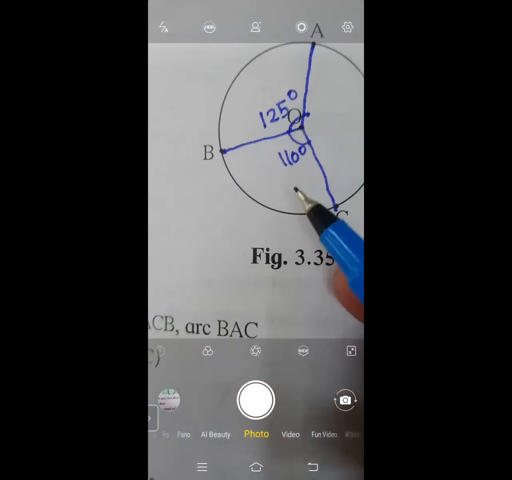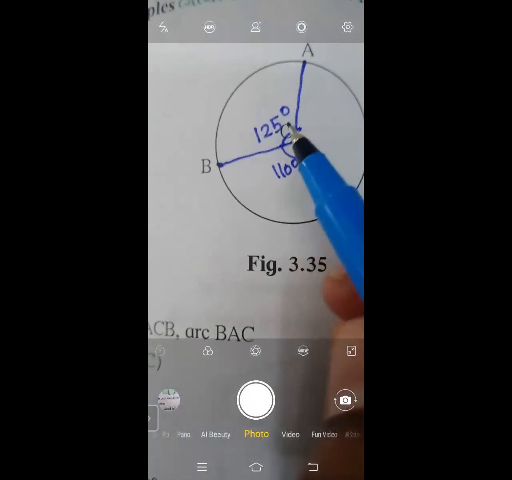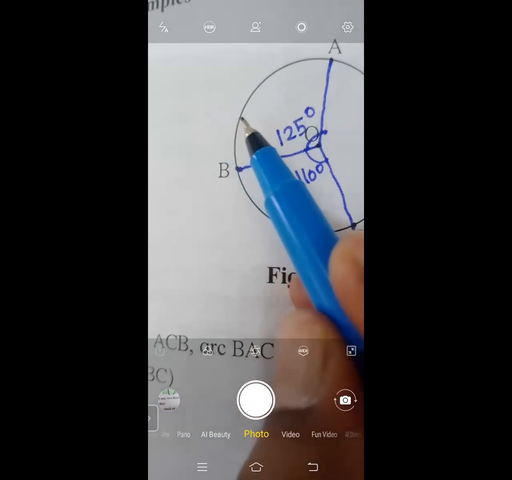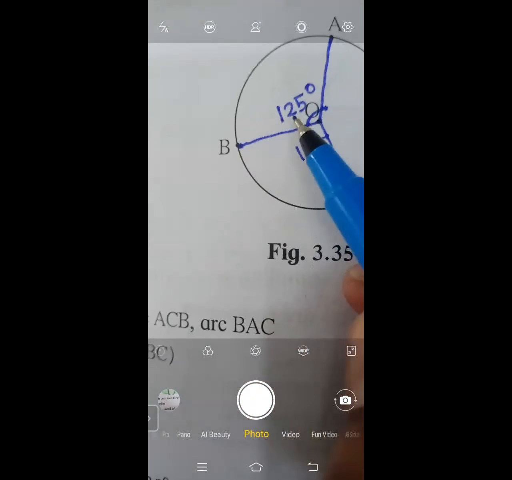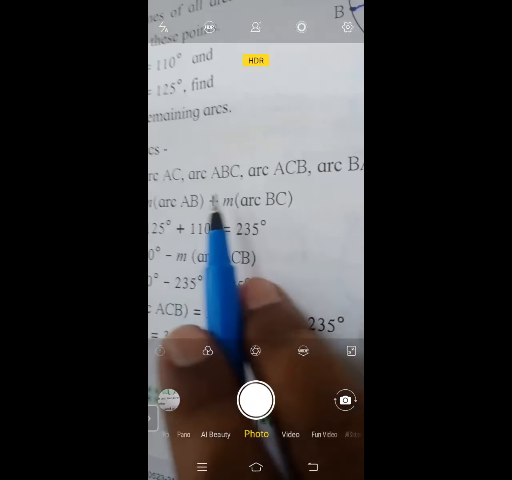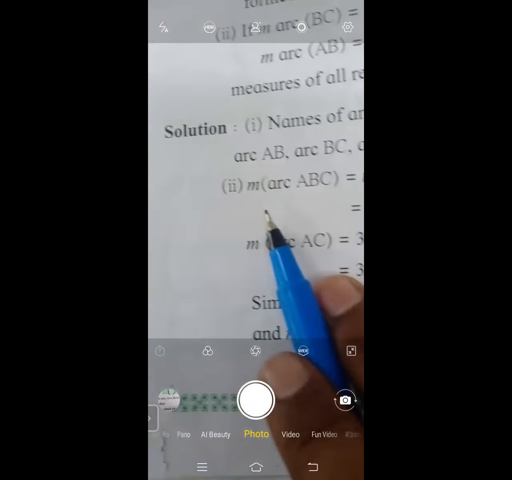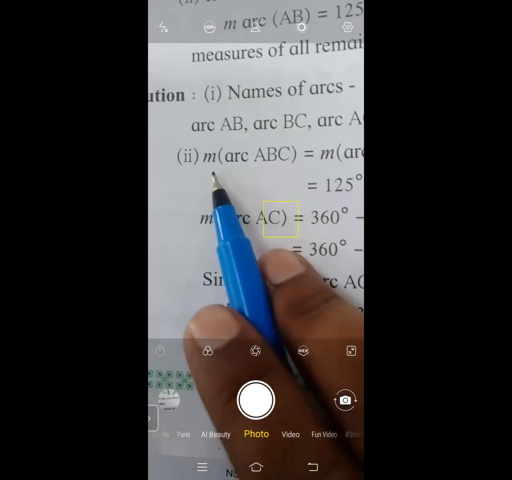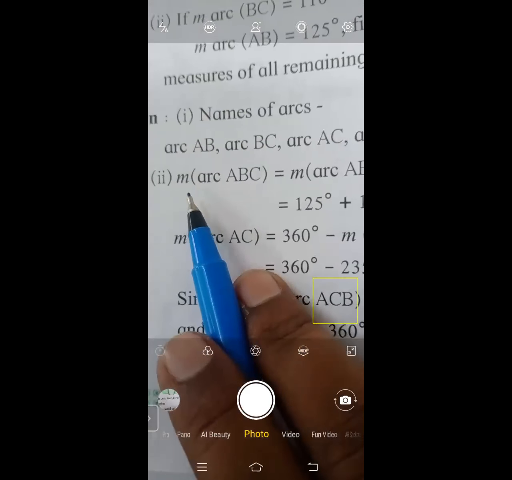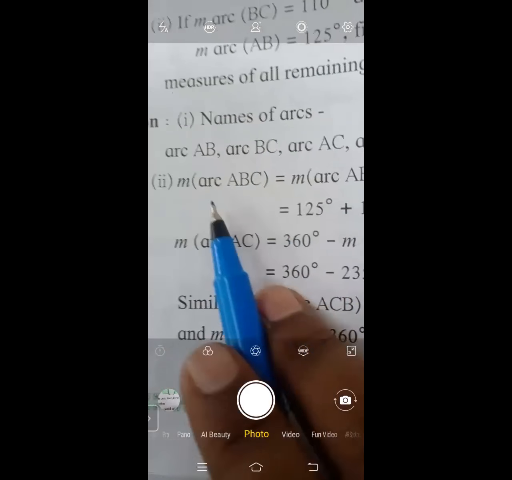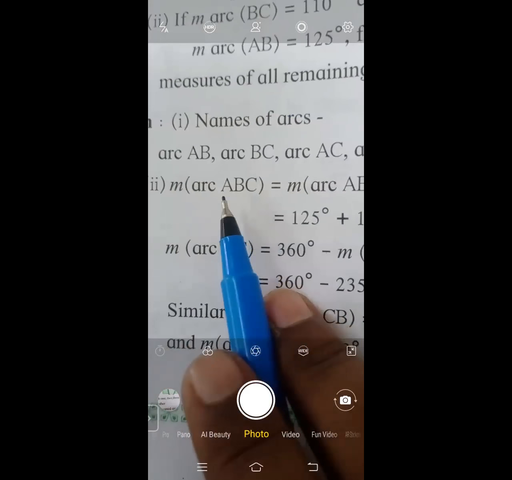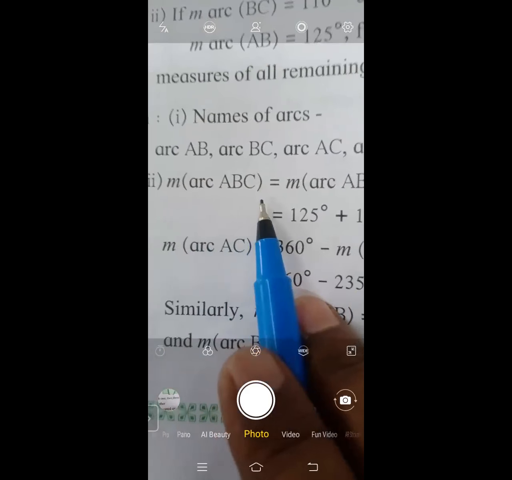Now whatever is the central angle, the same is the arc. So this arc is 125 degree, and this is 110 degree. Two arcs are given, and we have to find the rest of the 4 arcs. So what are the steps to write? See, small m is written, which indicates it is measure. Inside the brackets, we have mentioned the name of the arc, which is arc ABC.